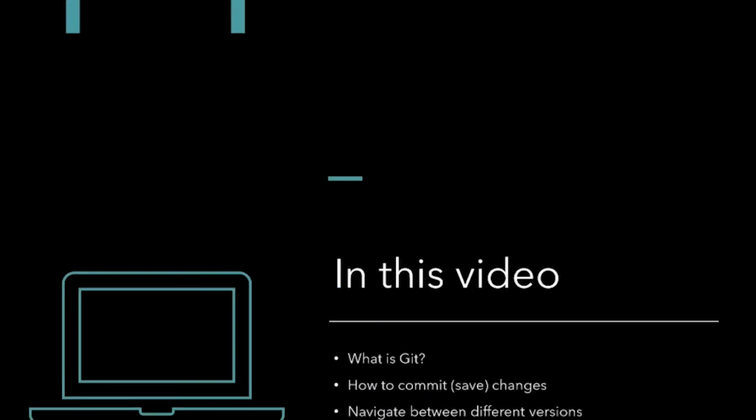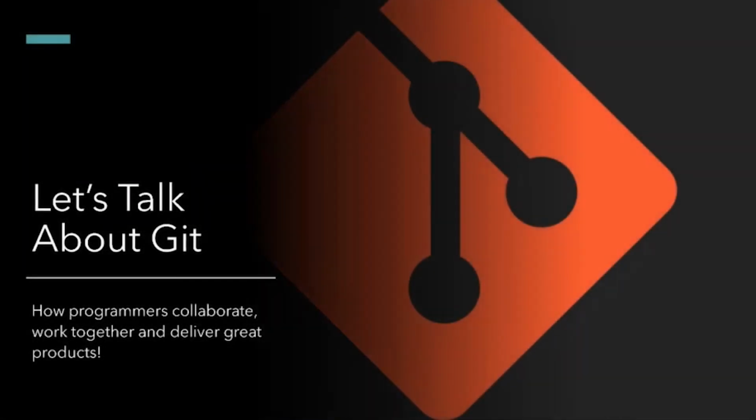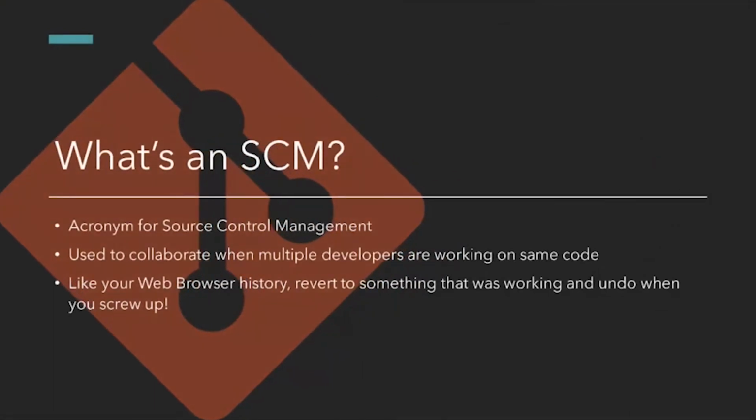In this first video, we'll be discussing what is Git, how to commit different changes, and how to navigate between the different versions, right? So let's first talk about what is Git. Basically Git is an SCM software. What is an SCM software? SCM stands for source control management software. It helps you in controlling the source code, and you can collaborate between different developers using SCM.